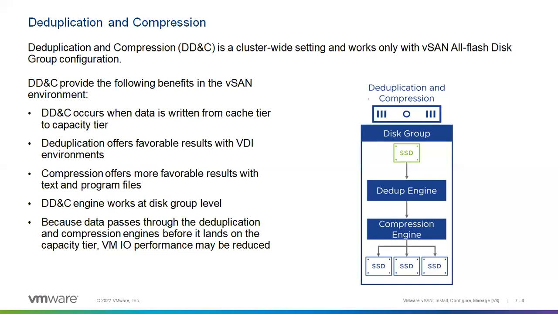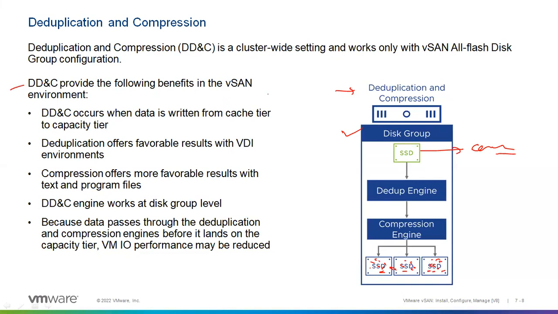Dedupe and compression is an exam question. When you apply dedupe and compression, where does it get applied? Definitely it applies at the disk group level. The disk group includes the SSD, the cache drive primarily referred to here. By applying the dedupe engine and compression engine, whatever data is coming in is impacted.